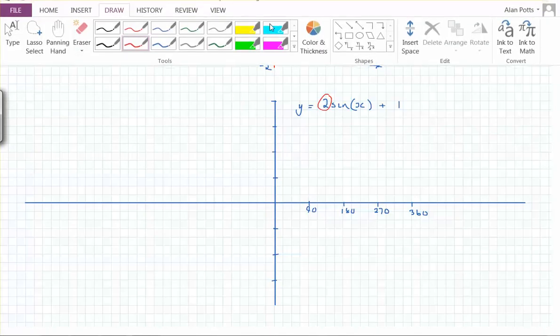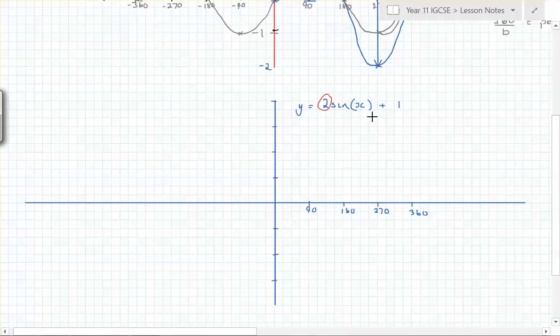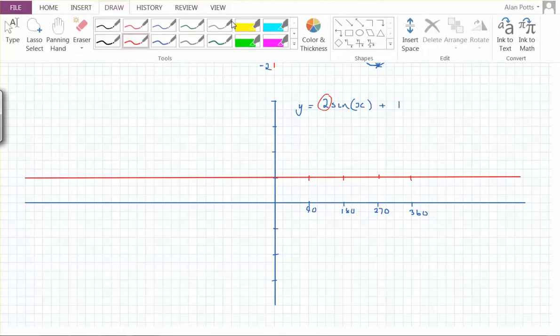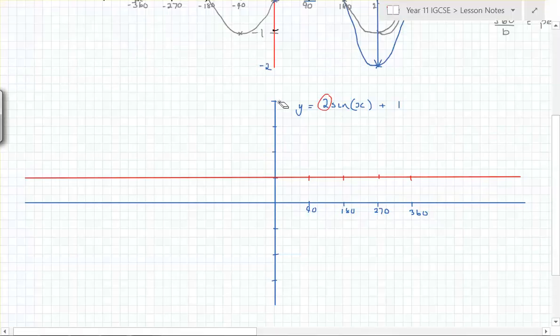Okay, do you remember I said that the plus 1 was the equation of the centre line? I'd do this with a dotted line if I were you. I would basically shift the centre line up from the axis, and I've got to mark where 90, 180, 270, 360 will be. Okay. I'm just going to draw this up.